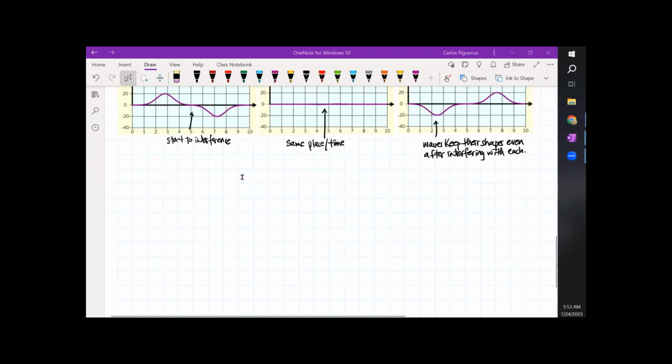Now, let's move on to constructive interference. Maximal constructive interference occurs when cosine of 1/2 phi is maximal in value.